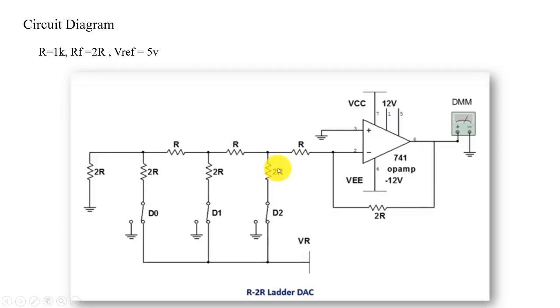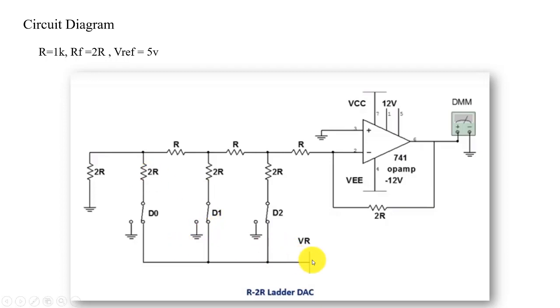So the effective impedance at the output is nothing but the R. So we need to maintain the impedances. Whatever number of bits are connected in the network, the total impedance of the network is maintained, that is R. So here we only require two resistance values, R and twice R. So it is easy to maintain the impedance of the network, so we'll get the output voltage properly.